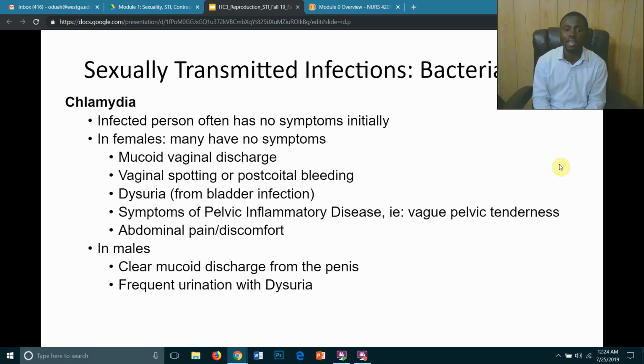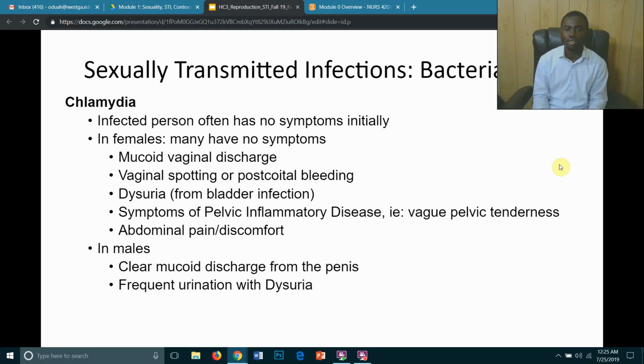Risk is highest in African American women between 15 and 24 years of age. And in women, 20% to 40% of those infected will develop pelvic inflammatory disease. And this is important because if you don't treat the chlamydia, then it is going to result in pelvic inflammation, which is an infection of the pelvis.